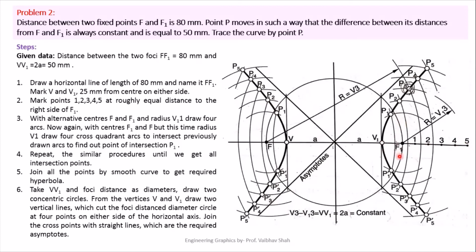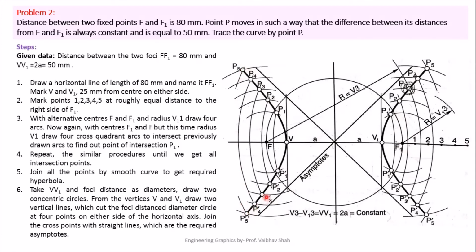You have to put your rounder at F1 and draw one arc just above your F1, one arc just below your F1. Now after that, we'll be changing the center to your F. We'll be keeping the same radius V1 tilde 5 on your rounder. Put your rounder at F, draw one arc above this F and one arc below this F. Now in the last step, we'll be taking the radius equal to V tilde 5, this larger distance on your rounder. Put your rounder at F1, try to cut cross quadrant here to get this P5 and here P5 dash.